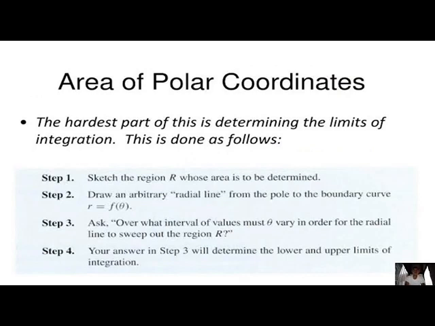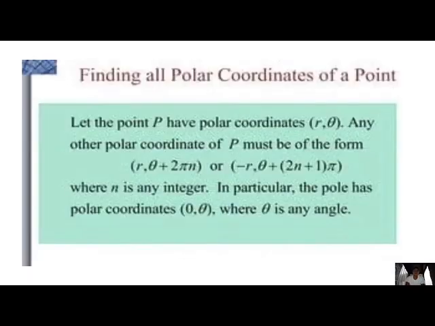Area in polar coordinates. The hardest part of this is determining the limits of integration. This is done as follows. Step 1: sketch the region R whose area is to be determined. Step 2: draw an arbitrary radial line from the pole to the boundary curve r is equal to f of theta. Step 3: ask over what interval of values must theta vary in order for the radial line to sweep out the region R. Your answer in step 3 will determine the lower and upper limits of the integration.